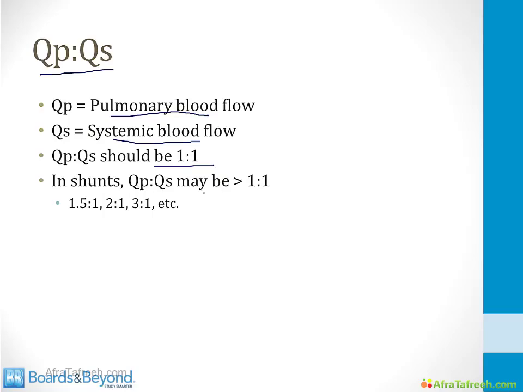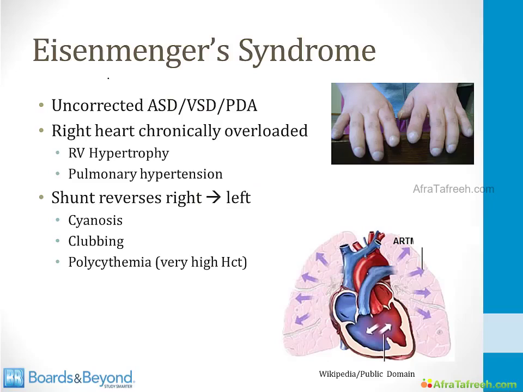However, in shunts, the QP-QS may be greater than 1. So if blood is being shunted from the left side of the body to the right, then the QP-QS may become 1.5 to 1, or 2 to 1, or 3 to 1. This is an important concept when discussing shunts. For example, once many shunts get to about 2 to 1, often closure is recommended to prevent flooding the right ventricle with too much volume and causing right ventricular failure.